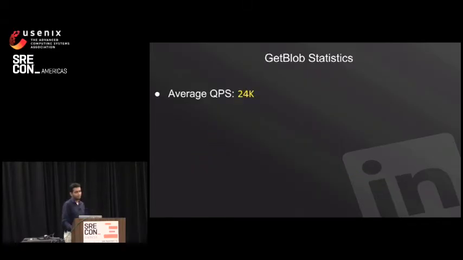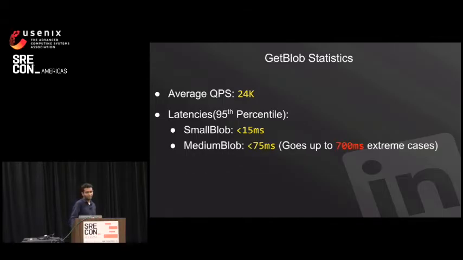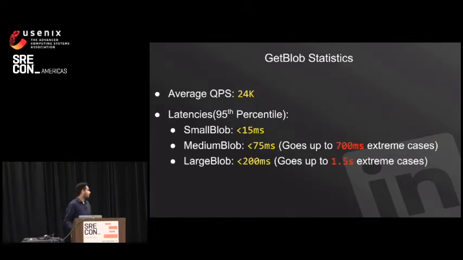Some numbers again. The average QPS is around 24K. Latencies for a small blob are less than 15 milliseconds. For a slightly bigger blob, it can go from 75 to 100 or above in extreme cases. For a large blob, it's usually less than 200 milliseconds, but it can go higher depending on the size of the blob.